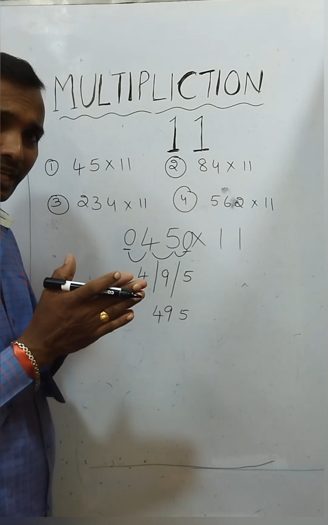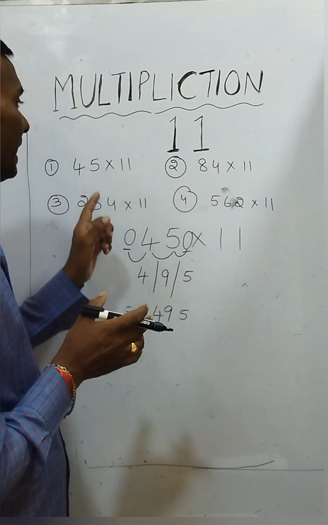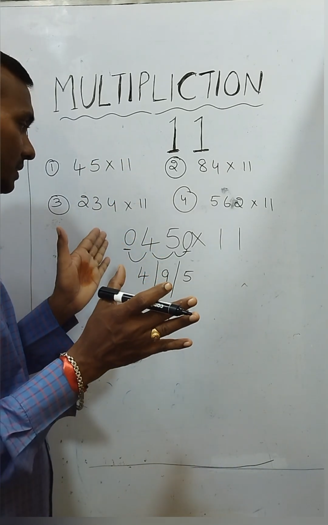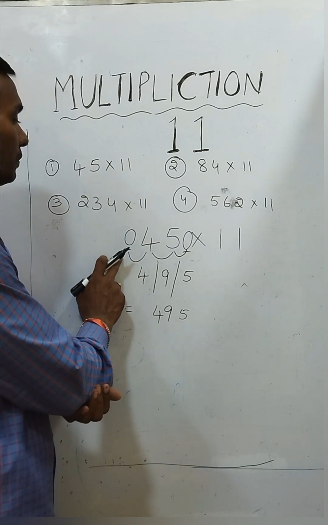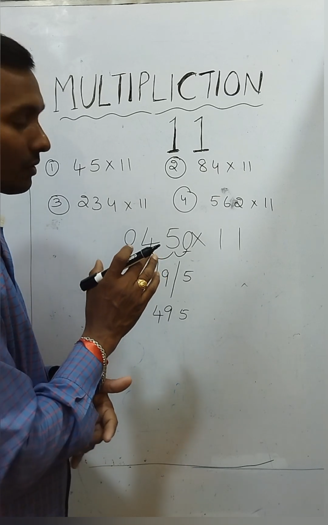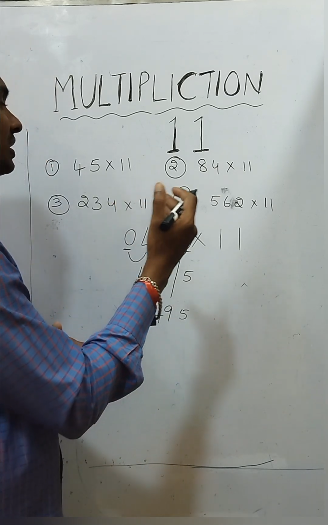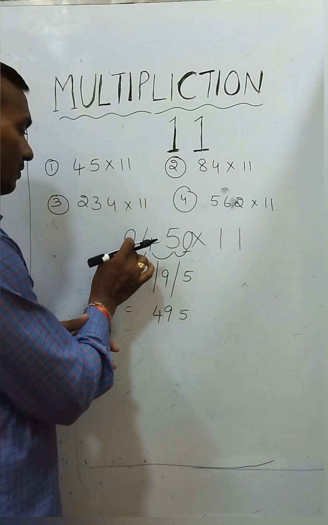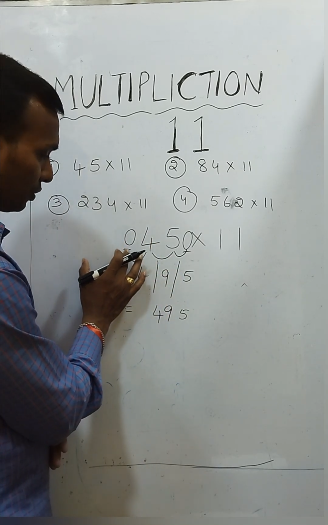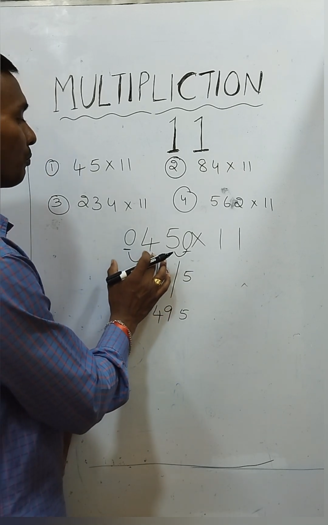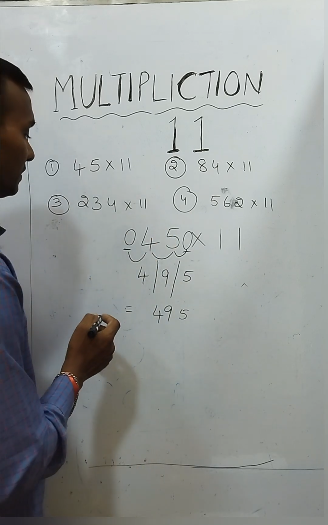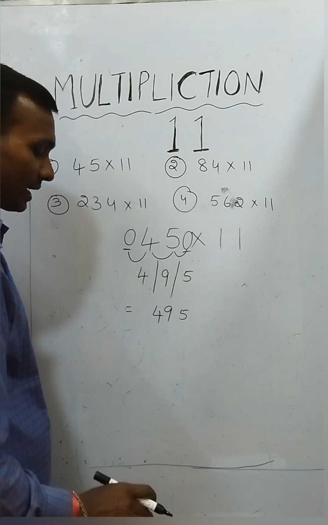495. Very simple. If you want to do multiplication of any number with 11, we have to follow the same method. First, we keep 1 0 in the beginning, 1 0 in the ending. After that, we start adding two digits every time. 0 plus 4, it becomes 4. 4 plus 5, it becomes 9. 5 plus 0, it becomes 5. Therefore, the answer is 495.